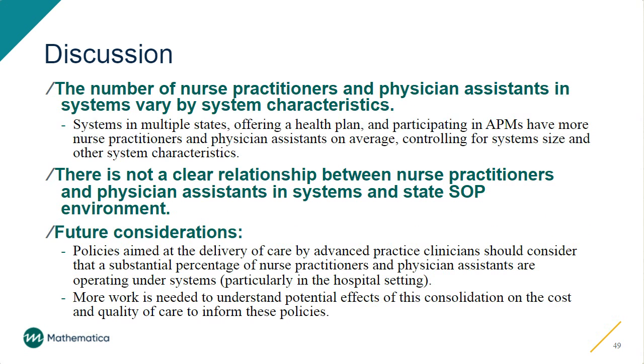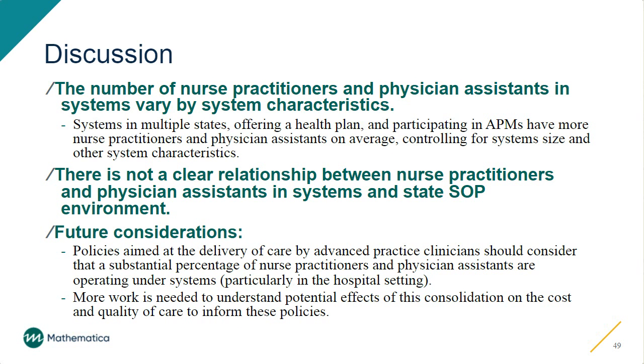Moving on, it does vary by system characteristics and the number of nurse practitioners and physician assistants. This is a piece that Rachel didn't present in the main body of the presentation, but systems that are in multiple states, that offer a health plan, and that participate in APMs have more nurse practitioners and physician assistants on average, and that's after we control for the system size and the other system characteristics. As Rachel mentioned, we don't see a clear relationship between nurse practitioners and physician assistants in systems and the scope of practice environment or the restrictiveness of the state laws.